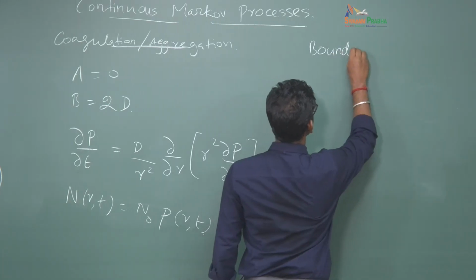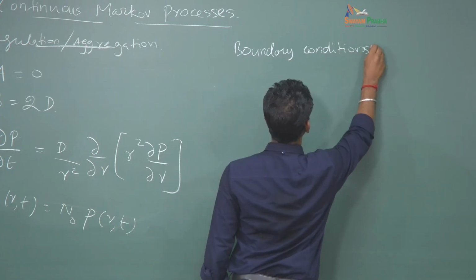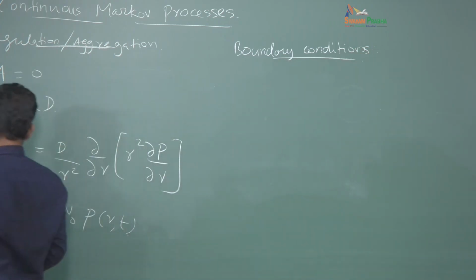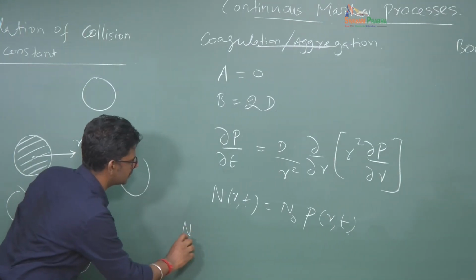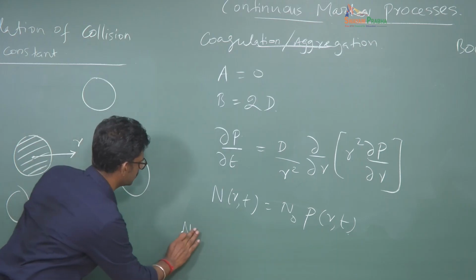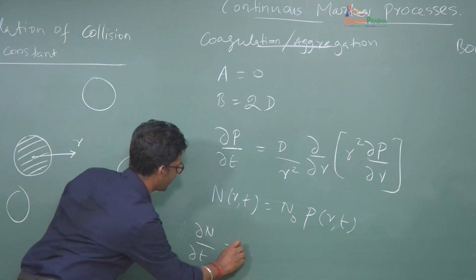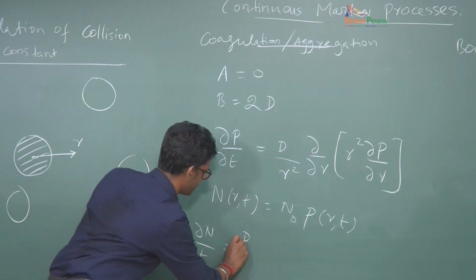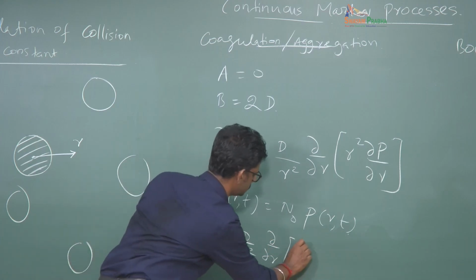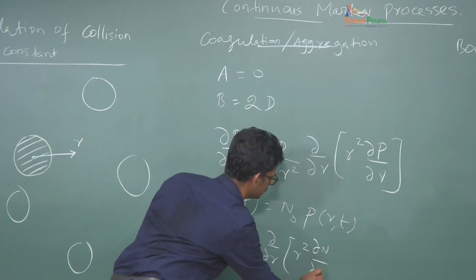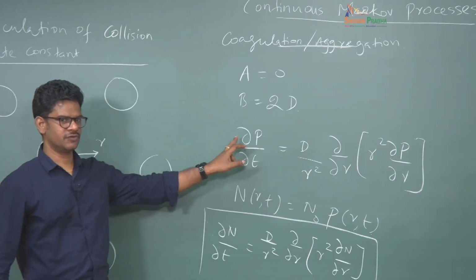So the boundary conditions. After substituting here, you would write, let's say, ∂n/∂t. This equation and the earlier equation are the same thing. Here we are writing in terms of the probability of finding one particle.